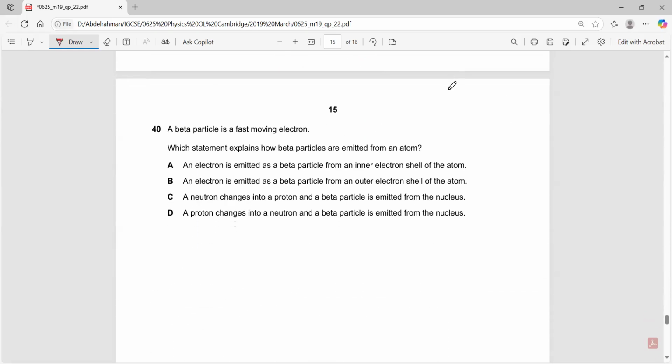A beta particle is a fast-moving electron. Which statement explains how beta particles are emitted from an atom? An electron is emitted as a beta particle from an inner shell? No, it doesn't have to do with the shells. A neutron changes into a proton and a beta particle is emitted from the nucleus. Yes, this is the correct answer.